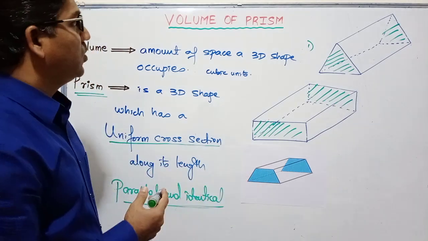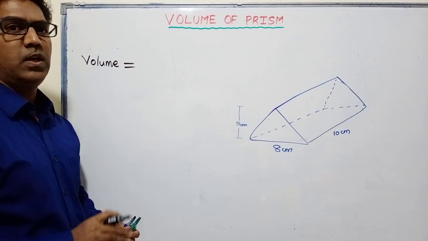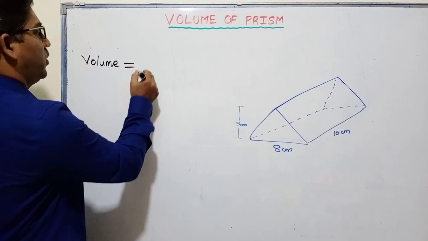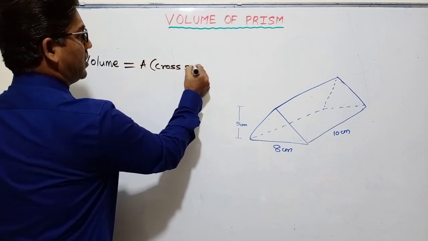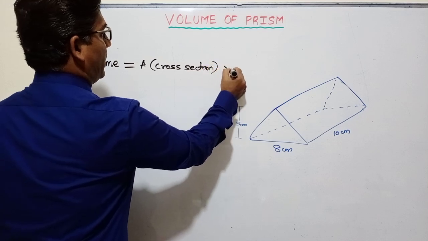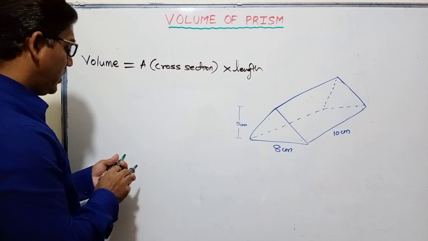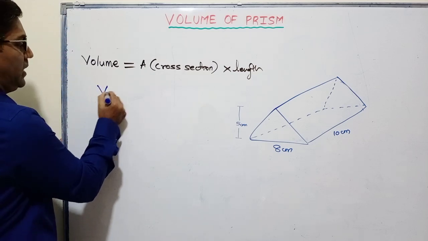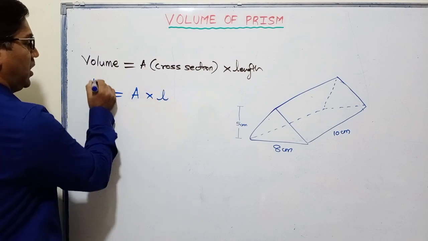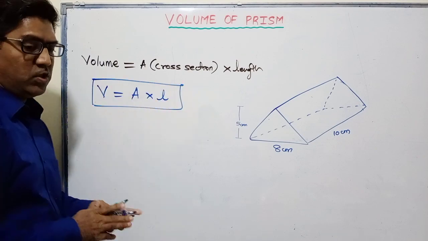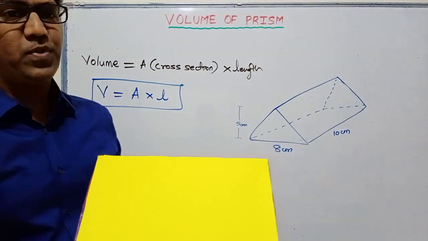Now, let's move on to find the volume of a prism. The volume of a prism is given by the formula: area of cross section multiplied by the length of the prism. In short, volume is area of the cross section multiplied by the length, how long the prism is. The length of the prism and the height of the prism can be interchanged depending on the position of the shape.